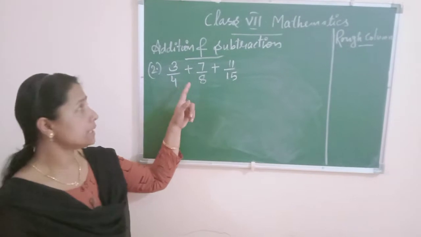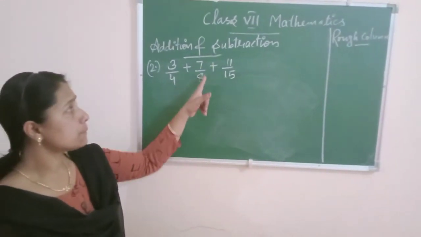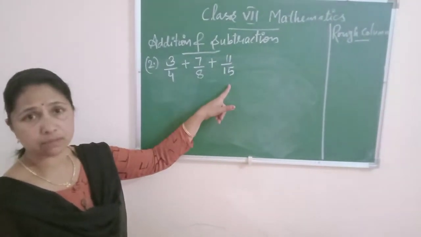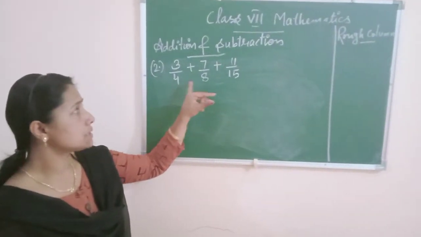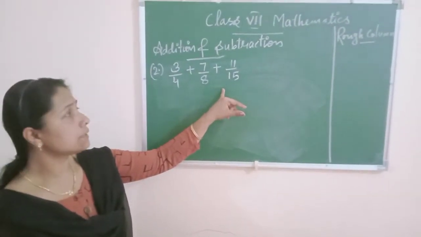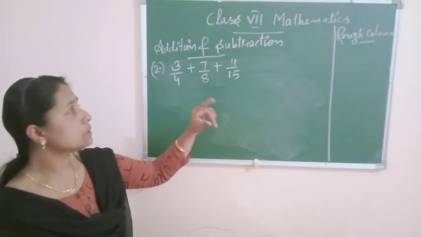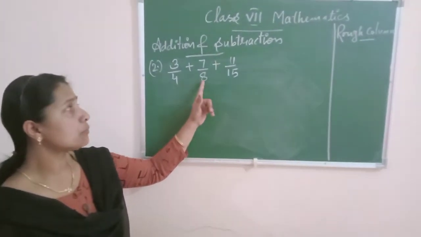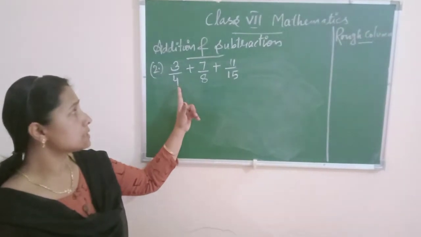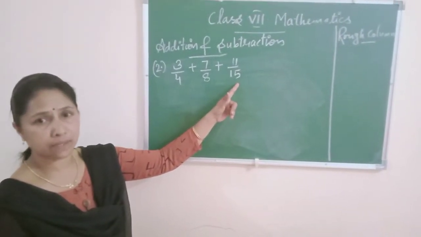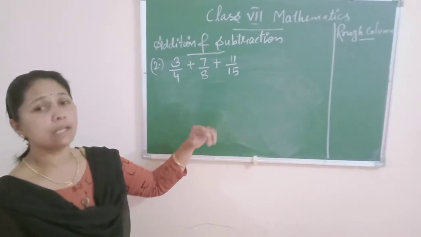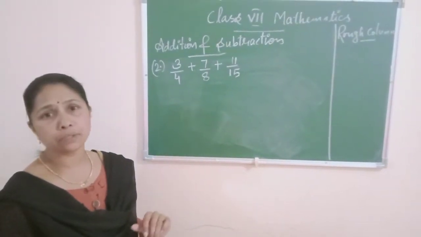Here one question is written: 3 upon 4 plus 7 upon 8 plus 11 upon 15. Three fractions are given and these fractions are unlike fractions. Denominators are different. If the given question is unlike, first of all you have to find the LCM of the denominators. Here denominators are 4, 8 and 15. Finding the LCM, already you know how to find it. 2-3 methods are there. Any one method, whichever is easy for you, you can use.